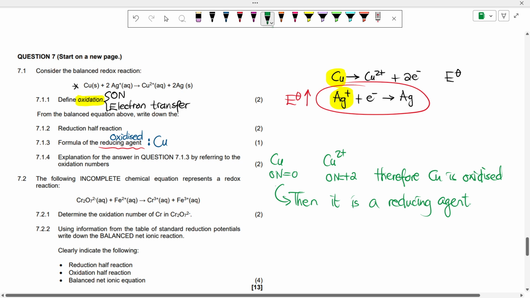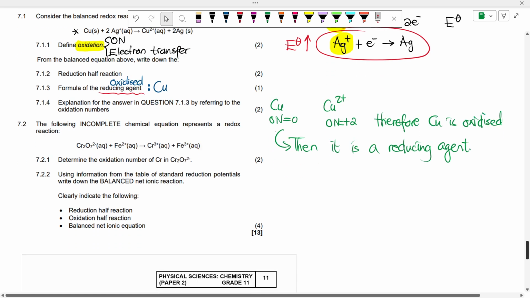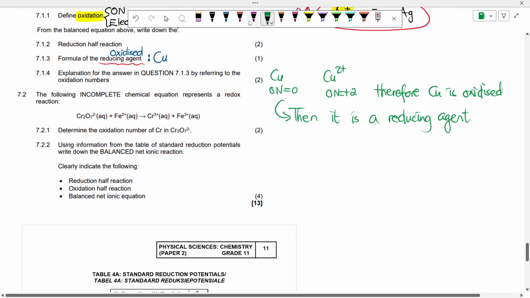Okay, that's it. Then we go to 7.2. It says the following incomplete chemical reaction represents a redox reaction. The first question is to determine the oxidation number of Cr in Cr2O7 2 minus, and we did this one quite a lot. I think it will always come down to +6. You can check that as well.